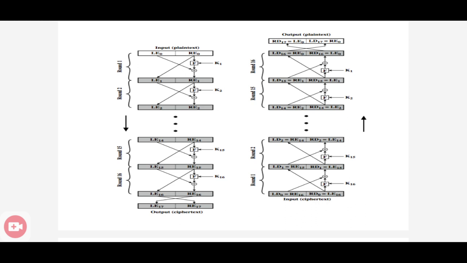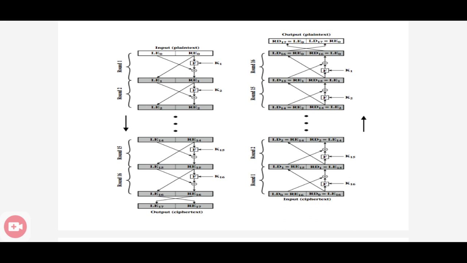In the first figure you can see the plain text is converted into cipher text. So how many rounds are there? 16 rounds are there, and for each round we are using some key. The key is represented as K1, K2 up to K16, right? So we have a plain text as input, then divide it into two halves, LE0 and RE0. What is LE0?